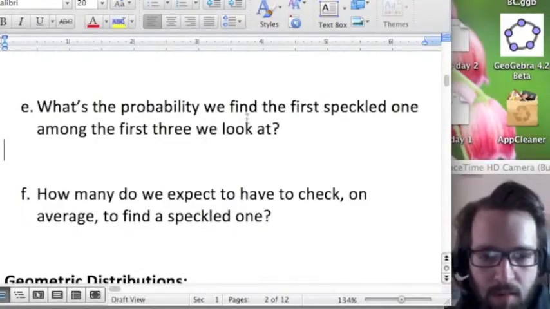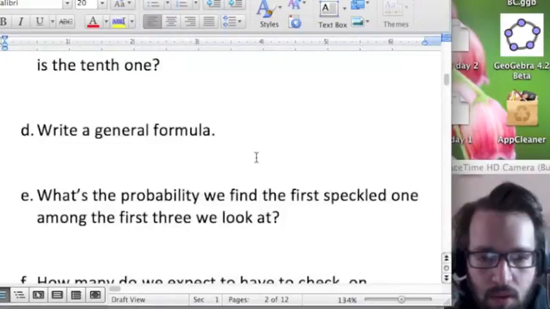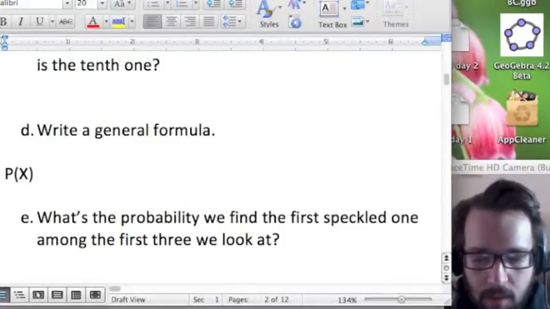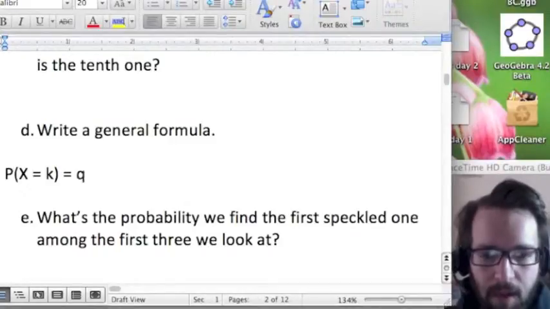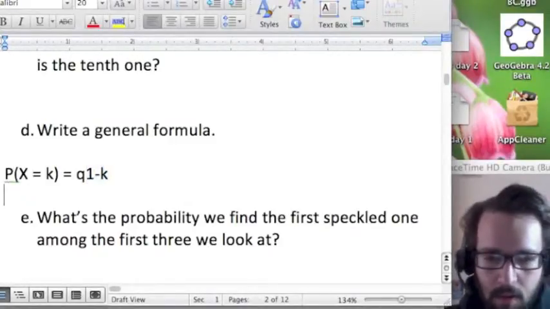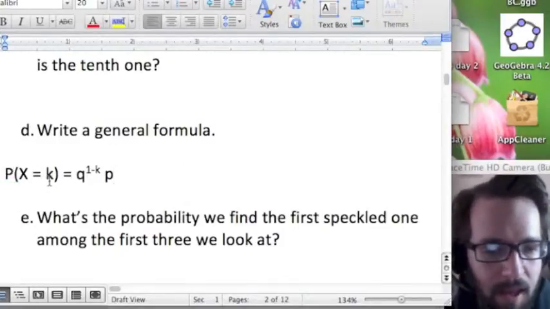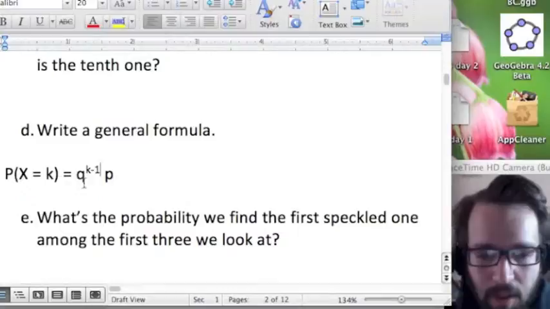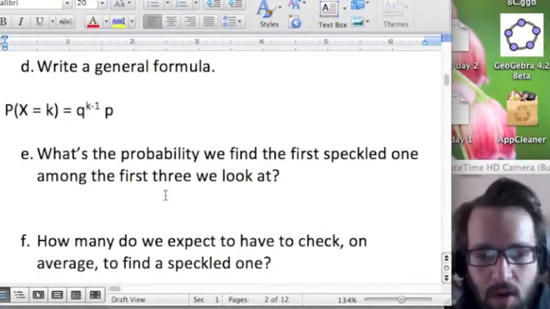Let's just go ahead. What's the probability we find the first speckled one after the first? A general formula. Here's where we were. So the probability of our random variable being equal to some number k is equal to the failure to the k minus 1 power, times the success. Goodness gracious, that was terrible. Good thing I double checked. So if I want the first success to be on k, the first k minus 1 trials, so if I want this to be 10, it'll be the first 9 trials as failures, and then 1 success at the end. So that is our general formula.